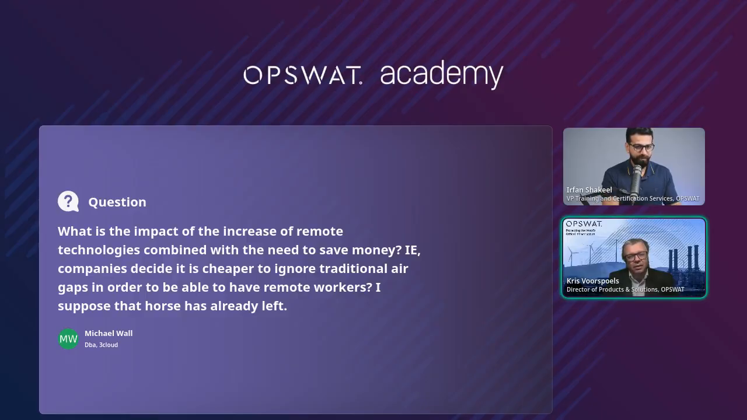Okay, so obviously that's interesting. For instance, companies decide that it's cheaper to ignore traditional air gaps in order to be able to have remote workers. I suppose that horse has already left. Yeah, so that's again the question of how critical it is, right? So if you have one employee who doesn't have any direct links with your banking system or something like that, what is the cost of being compromised? If that's acceptable, that's fine.